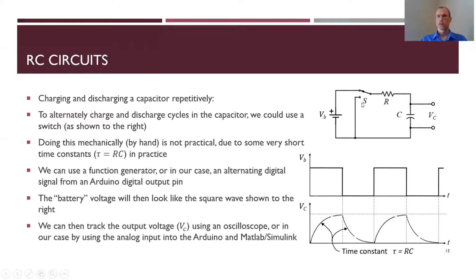Of course, you don't want to sit there with your finger switching this back and forth. An easier way to do it is to alter this battery so that it's not just one voltage, but alternates between some voltage and 0. And again, that's really easy to do with your Arduino with the digital pin, just on and off.